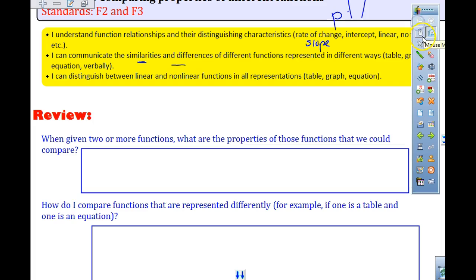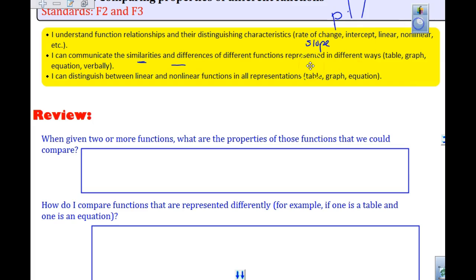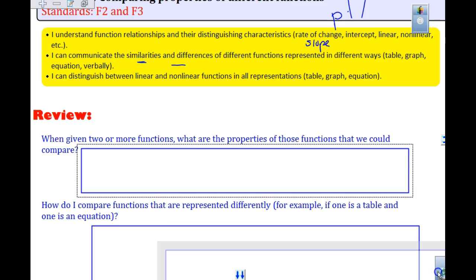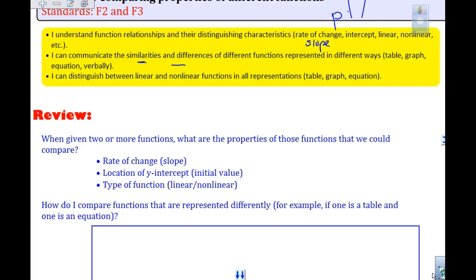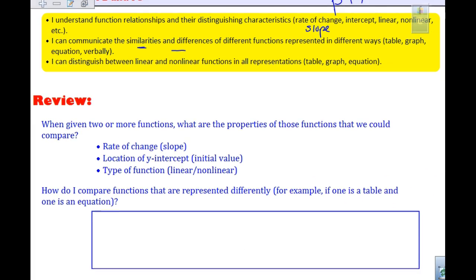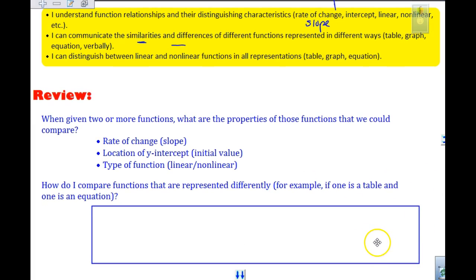So as we take a look at this first one, it says, when you are given two or more functions, what properties of those functions could we compare? The key things that I want you to be able to compare are the rate of change or the slope. So this is on page 17 that you're writing down. The location of the y-intercept or the initial value, and the type of function. Is it linear or nonlinear?